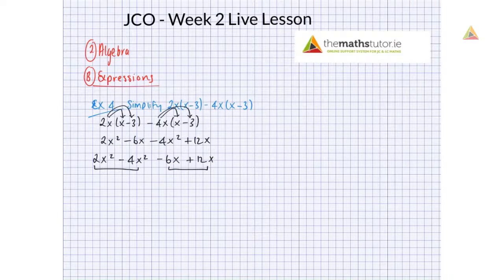2x squared take away 4x squared is going to give us minus 2x squared. Minus 6x plus 12x gives us 6x. The answer, that's it simplified.